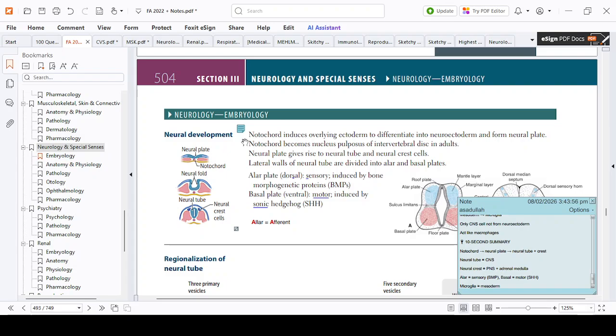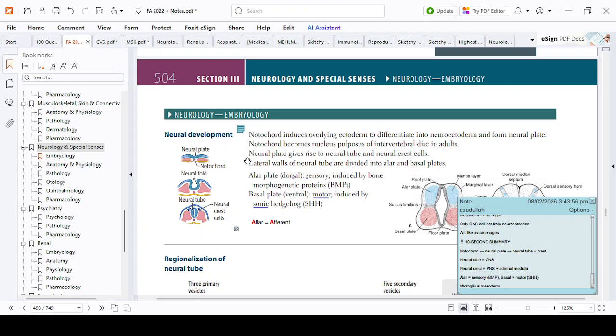And by itself, what is the notochord doing? It forms something later on in adult life. The notochord becomes the nucleus pulposus, which is the central part of the disc. The central part is the nucleus pulposus, and the peripheral part is the annulus fibrosus. I am talking about the disc between the vertebrae.